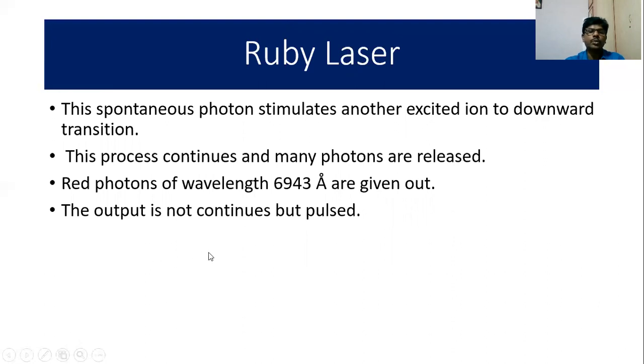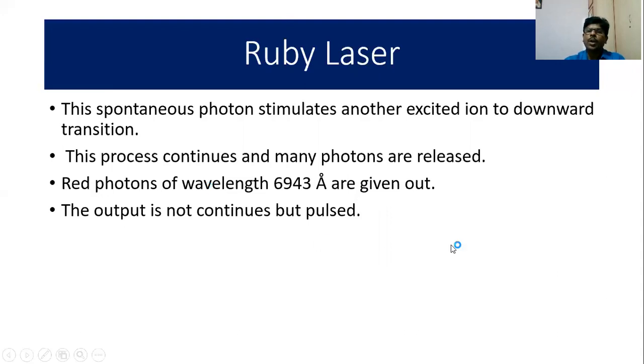The output is not continuous but pulsed. That is why ruby laser is also known as a pulsed laser. But in this, remember the three energy levels. E2 is a metastable state and population inversion is achieved between E2 and the ground state. So a lot of pumping energy is required.